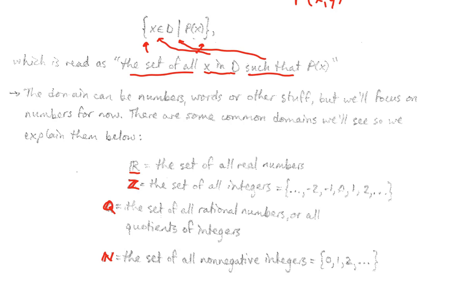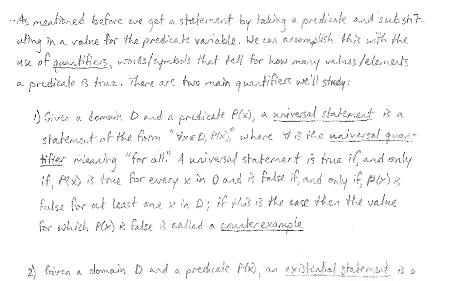So these are the four most common domains that you will see throughout this course and later on in other courses. So that is our intro into predicates, what they are, and how we represent and talk about the collection of things that make a particular predicate true. We do them through sets.